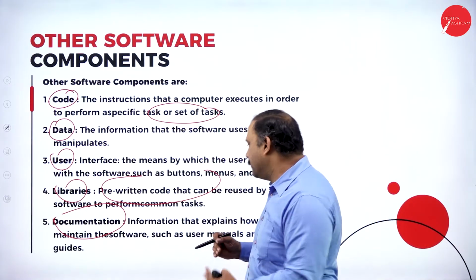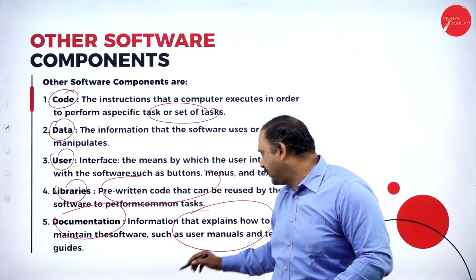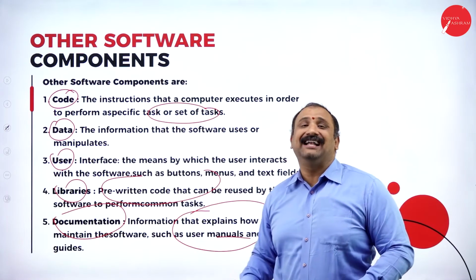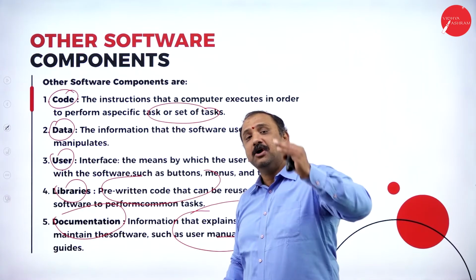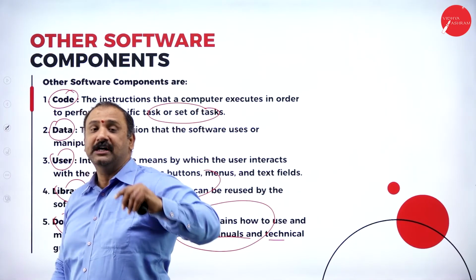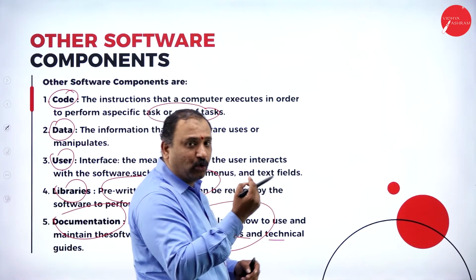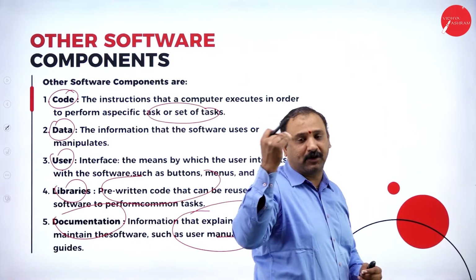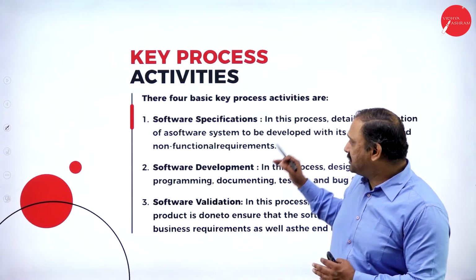Followed by documentation, information that explains how to use and maintain the software, such as user manuals and technical guides. Now, these user manuals and technical guides are of high importance to anybody in this world. Why? Because they tell exactly where the do's and don'ts are for a software developer today. Followed by which, the key process activities.